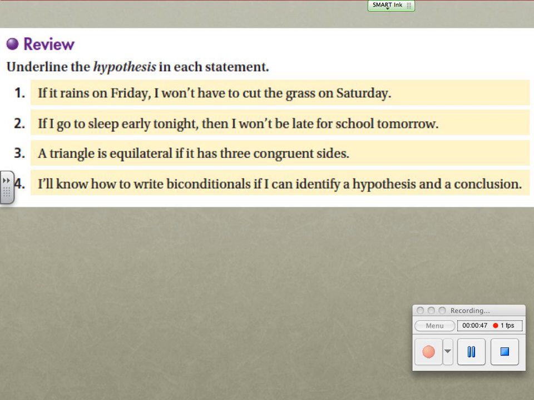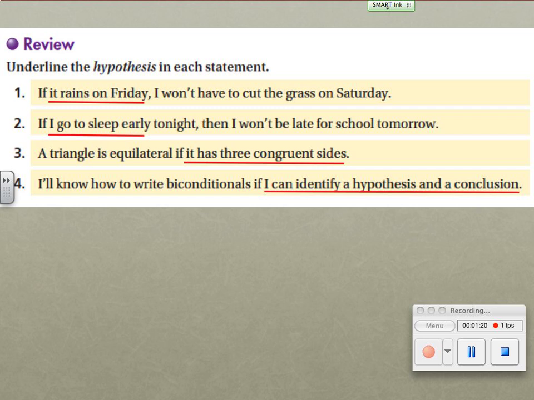So number one, if it rains on Friday, I won't have to cut the grass on Saturday. It rains on Friday is the hypothesis of the sentence. Number two, if I go to sleep early tonight, then I won't be late for school tomorrow. I go to sleep early is the hypothesis. A triangle is equilateral if it has three congruent sides. Remember that the hypothesis follows the if sign, so the hypothesis of this statement is it has three congruent sides.